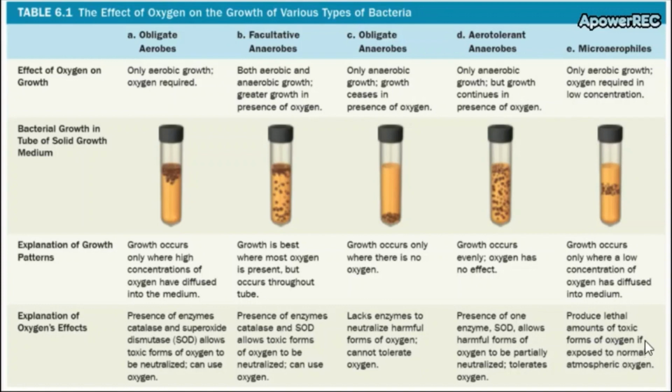And that's because too much oxygen is just toxic to them. They can't be exposed to normal levels of oxygen. What enzymes they have is a little bit more complicated. It depends on the species, so you don't have to worry about memorizing every different species that are microaerophiles and whether or not they have this enzyme or that enzyme. And so again, you'll see them growing in kind of the middle of the tube.